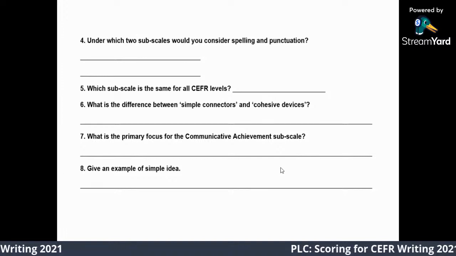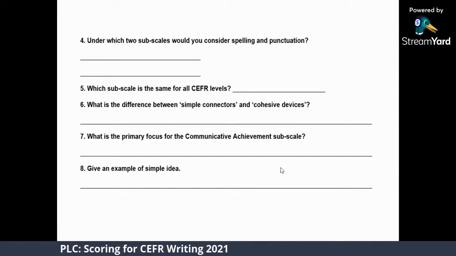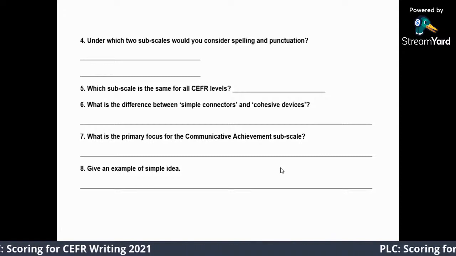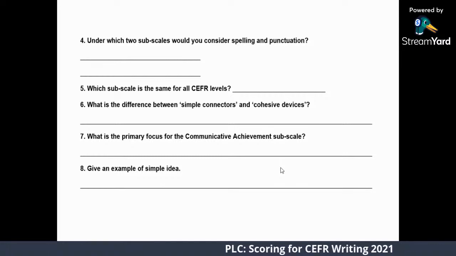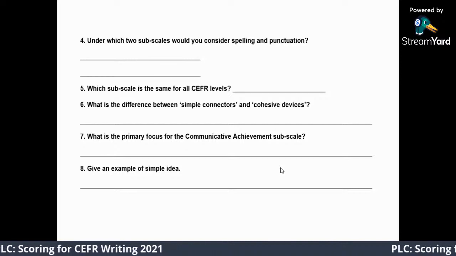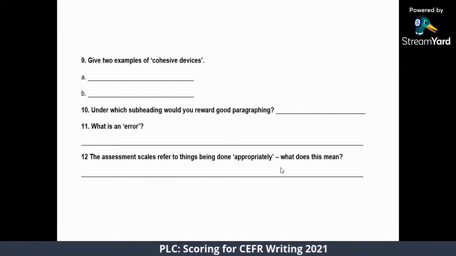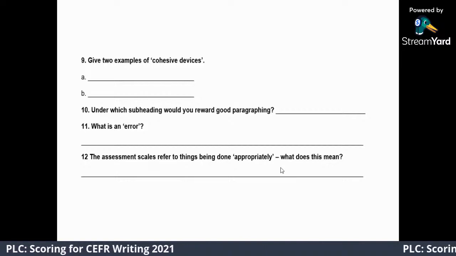Okay, next. Yes, task fulfillment, correct, teacher Zakia. Well done. So I think we can move on to the next one. Cohesive devices we've done. Okay, good paragraphing. Which subscale does it fall under? Question number 10.